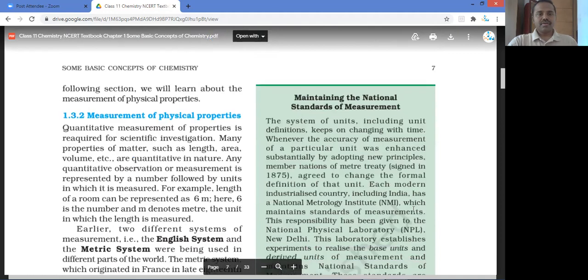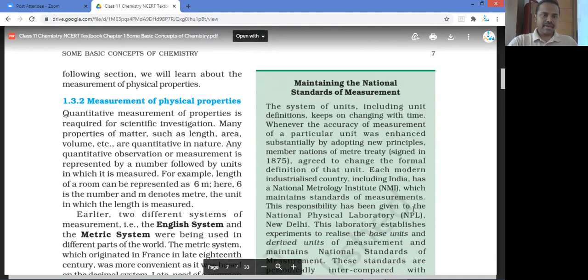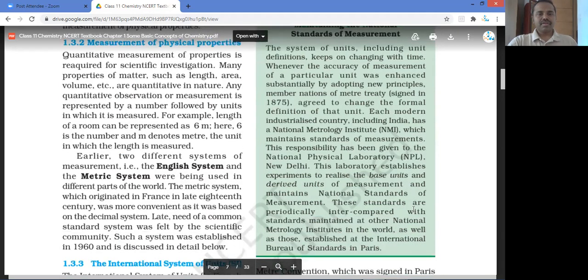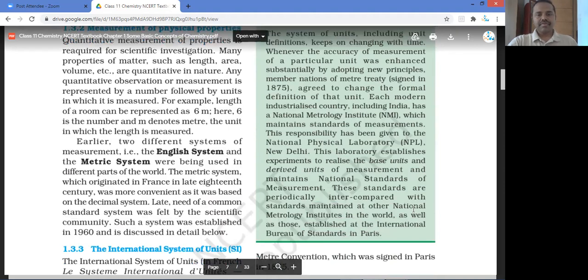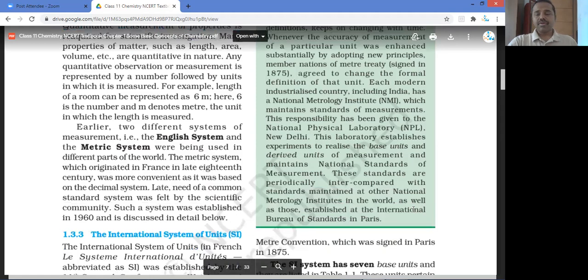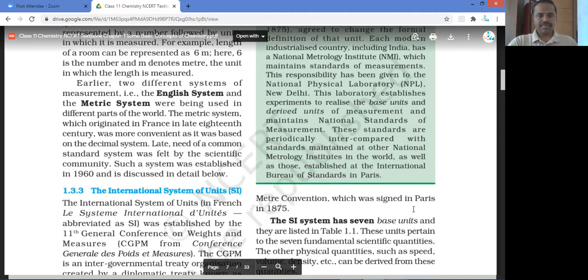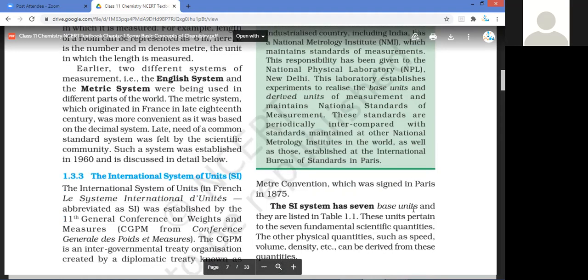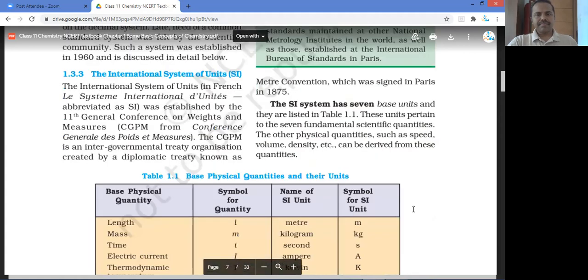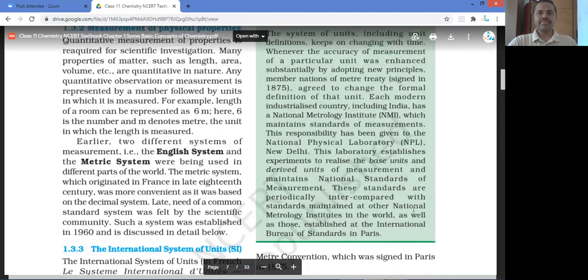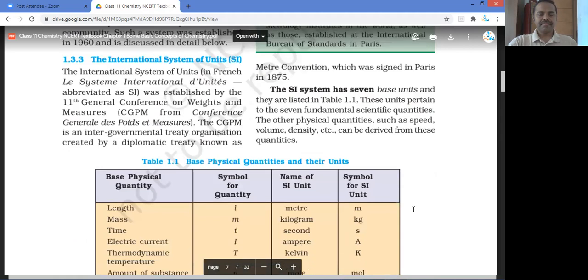So physical properties of matter are like length, area, volume. These are quantitative figures, and they are denoted by units. The English system and the metric system are used in different parts of the world. But for the purposes of your exam, I think you'd be working out everything in SI units, correct? Have you gone through conversion to SI units? I think some of the basic units you'll have to memorize.